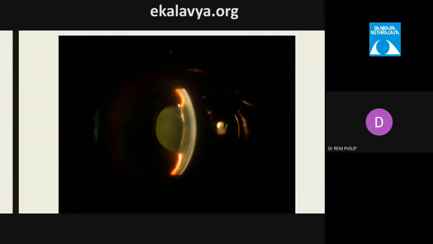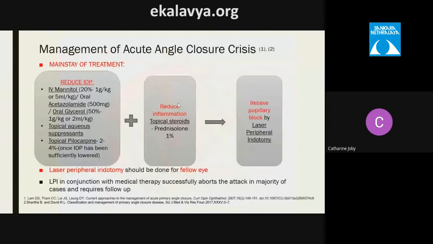We'll go on to the management. Coming to the management of acute angle closure crisis, the mainstay of treatment is to reduce the intraocular pressure, reduce intraocular inflammation, and relieve the pupillary block. For the reduction of intraocular pressure, we can use systemic IOP lowering agents like intravenous mannitol 20% at a dose of 1 gram per kilogram or 5 ml per kilogram, or oral acetazolamide 500 milligram, or oral glycerol 50% at a dose of 1 gram per kilogram or 2 ml per kilogram.